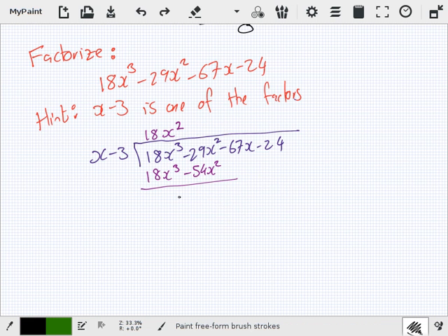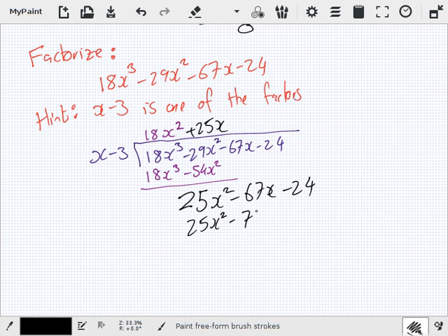Right, so it should be 25, we said? Yeah. 25x squared minus 67x minus 24. Right, so Sabrina, what's my next number up the top there? 25. Yeah, 25x. So that's 25x squared minus 75x. Okay, I subtract. Is that 8x? I believe it's 8x. Minus 67 plus 75.